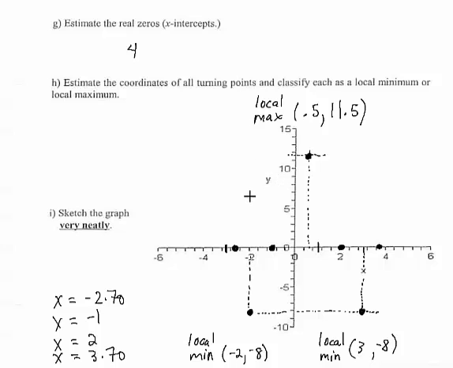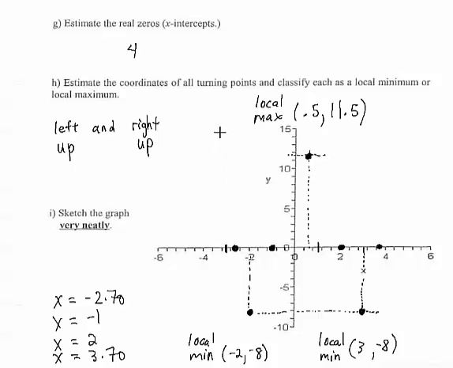So the end behavior, left and right end behavior of this polynomial, since the degree is 4 and the leading coefficient is positive, we are going to have up to the left and up to the right. So we'll sketch this the best we can.